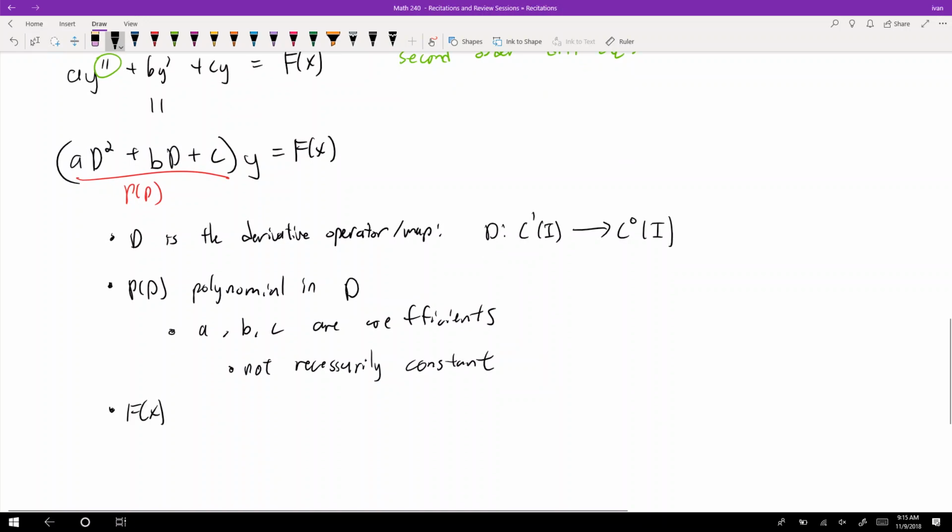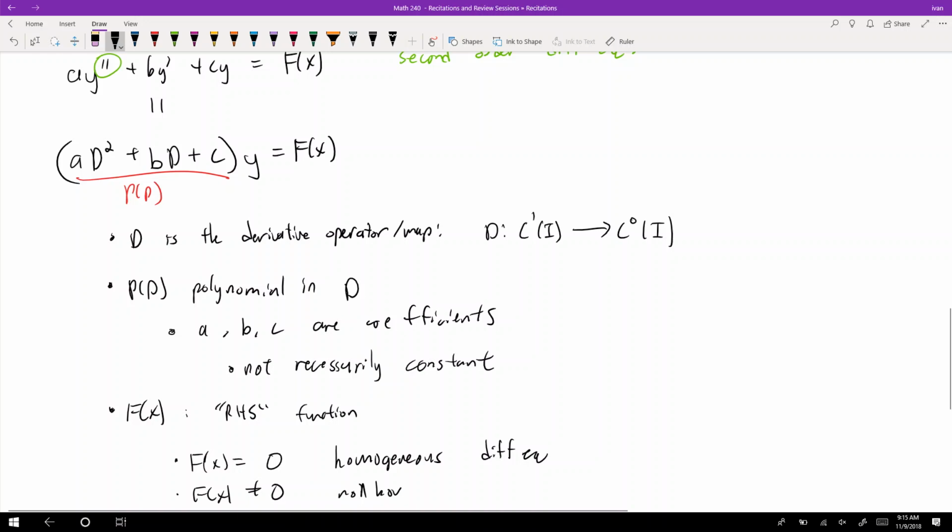F of x is the right-hand side equation, or right-hand side function. I'll almost exclusively refer to f of x as just the right-hand side, but I'm really talking about the f of x here. If f of x is equal to 0, we have a homogeneous diffeq. And if it's not equal to 0, we have a non-homogeneous diffeq.